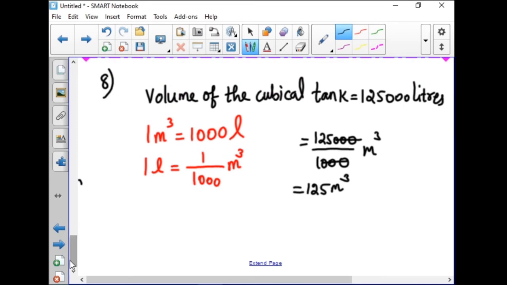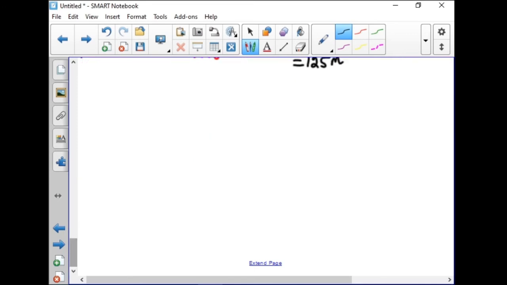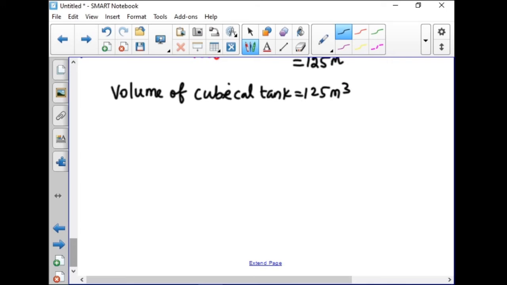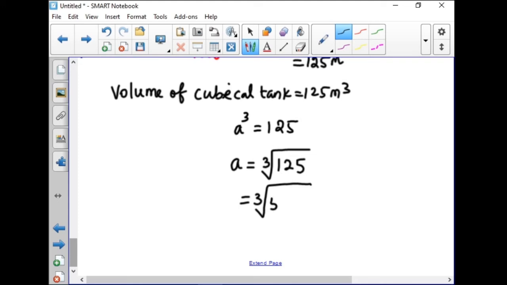So we want to find the side. Okay. So volume of cubical tank தான சொல்லிருக்காங்க. So volume of cubical tank is equal to 125 meter cube. Okay. So the volume formula for a cube is A cube. A cube is equal to 125. So we want to find the value of A. That means we want to take the cube root. Okay. So 125 can be split as cube root of 5 into 5 into 5.